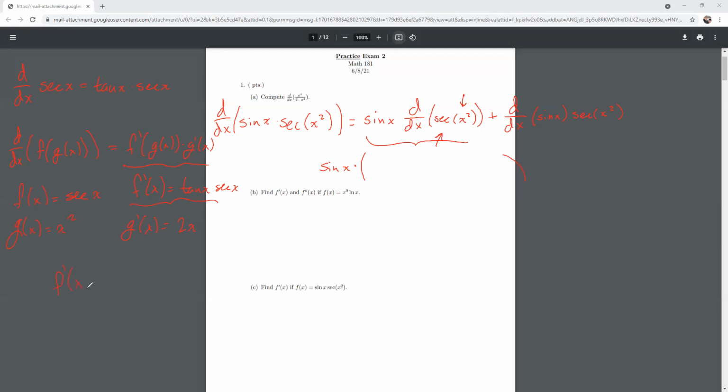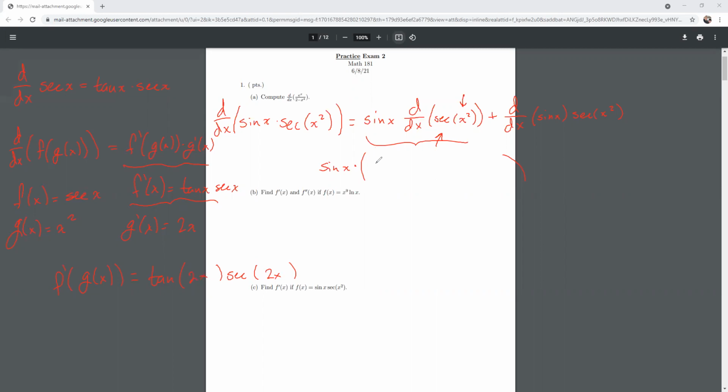So f prime of x, or rather, f prime of g of x, we're going to plug in g of x everywhere we saw x. So that's going to be tangent of g of x times secant of g of x. All right, and now g of x is just 2x, so we can just replace every g of x with 2x. Let's actually just do that in one go. Okay, so we put in 2x right there, 2x right there, and boom, we got it.